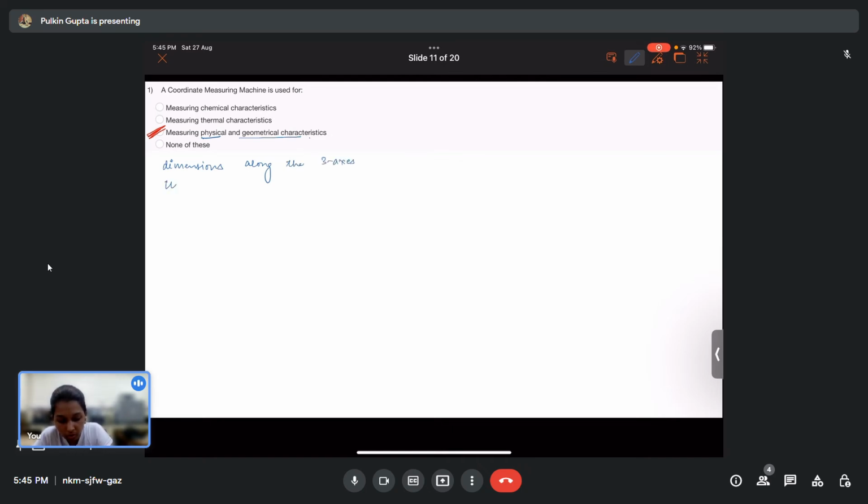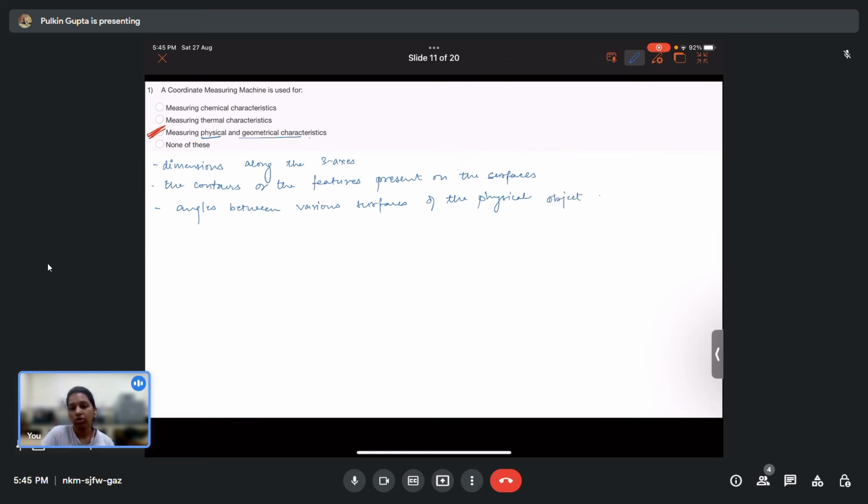the contours or the features on the surfaces, or maybe you can say angles between different surfaces of the physical object. And it gives you a precise geometry as well.